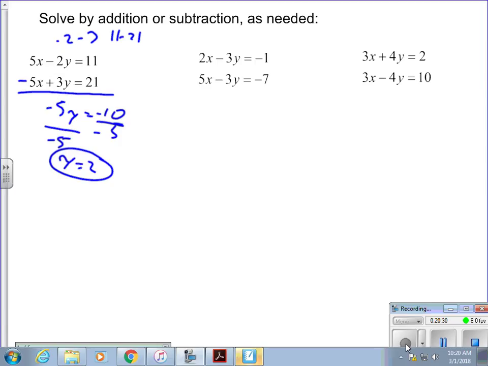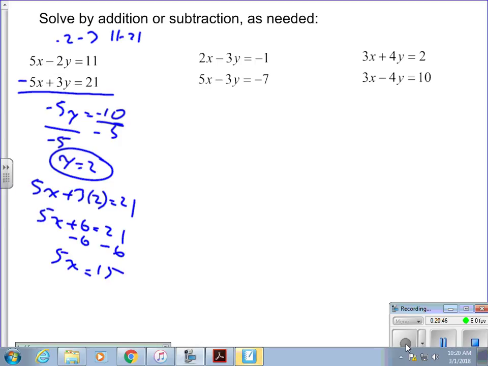Plug 2 in for y in either equation. I'm going to do the bottom one this time. 5x plus 3 times 2 equals 21. 5x plus 6 equals 21. Subtract 6. 5x equals 15. Divide by 5. x equals 3. So the first one, I had two exactly the same, so I subtracted.